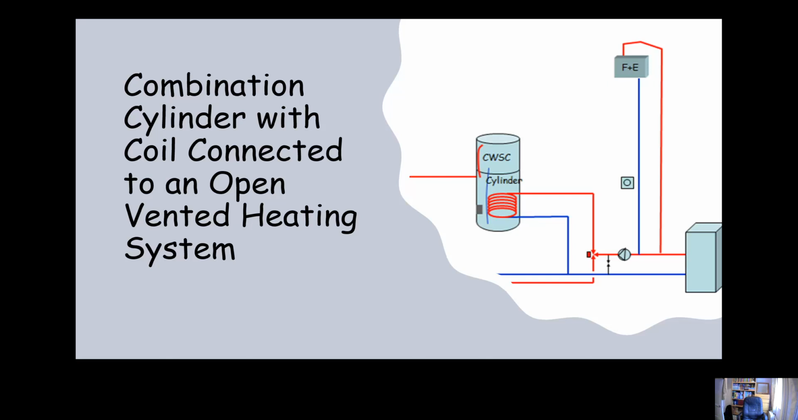But you need to be very careful with where these are positioned. You should make sure you position them above the highest outlets, because otherwise you wouldn't have any water flowing out at all. And as you can see, it would have a separate feed and expansion system to fill the heating system. So you've got a cold water storage system built into the cylinder and a feed and expansion system to fill the heating side.